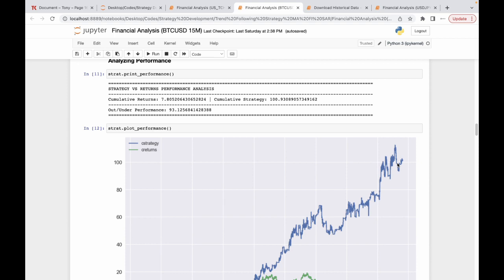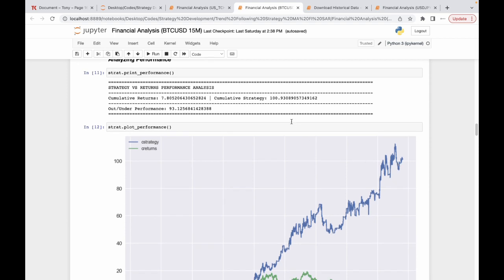BTCUSD was where we got the most performance. So for the cumulative strategy, we had 100.9. And if you want to figure out how much you would make with this cumulative strategy, you just subtract this value by 1 and multiply that value by your initial capital. That's how much profit you would have made.